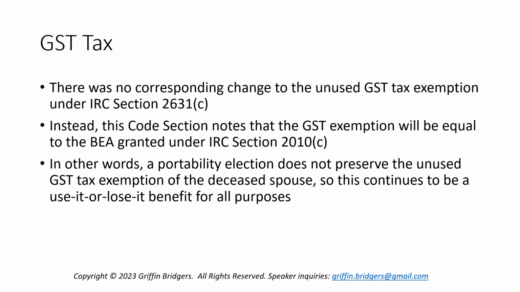Now, one of the biggest shortcomings of the portability election is that even though there was a change to the gift and estate tax applicable exclusion and applicable credit, there was no corresponding change to the unused GST tax exemption under Code Section 2631(c). And this appears to be intentional because this code section was also updated in that same act to note that the GST exemption will be based on the BEA granted under Code Section 2010(c). So this isn't an accident. It seems to be intentional that the DSUI doesn't factor into that unused GST exemption.